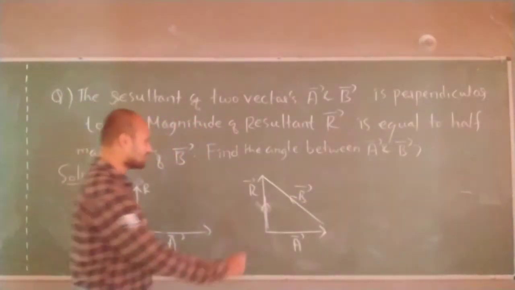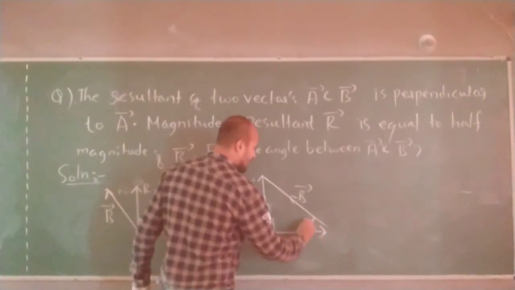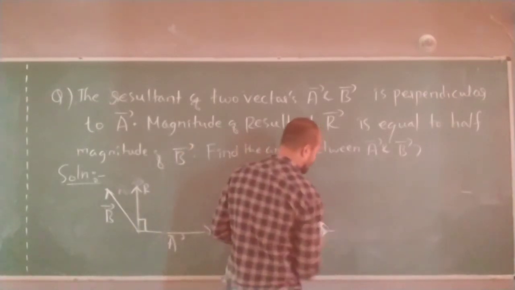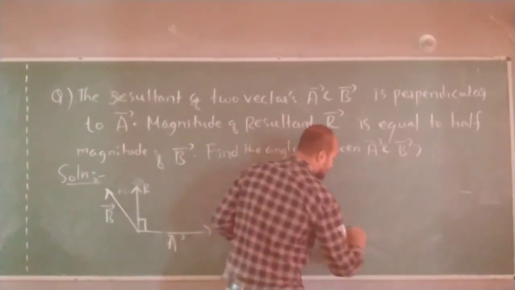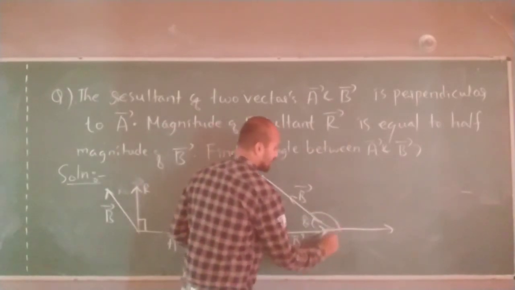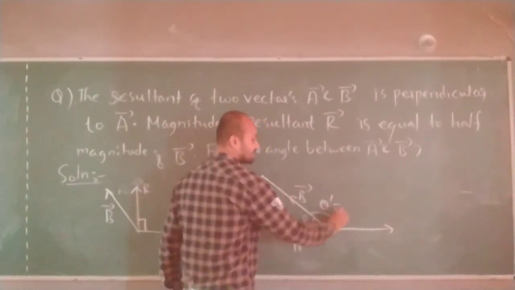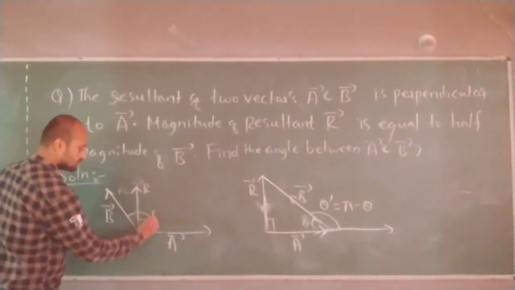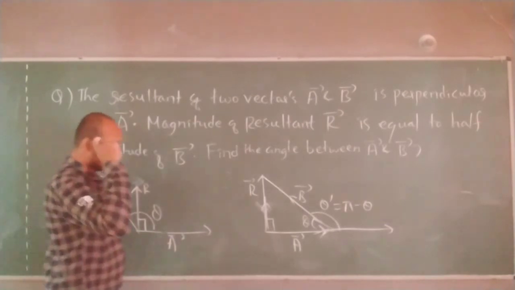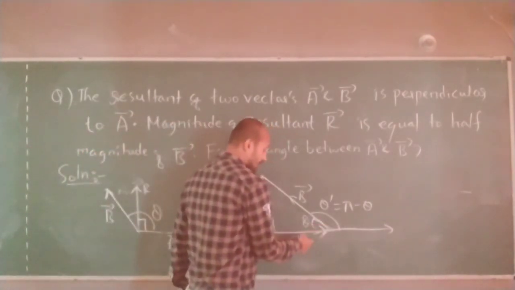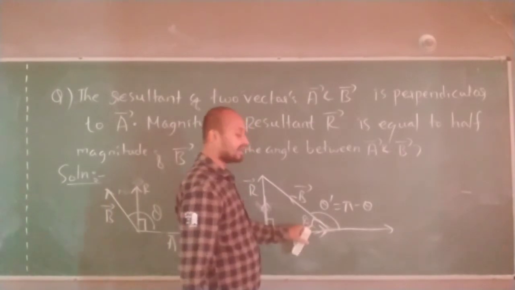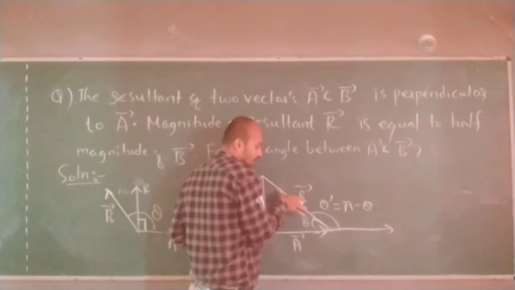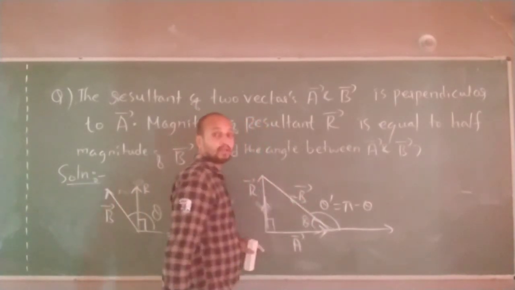Correct now? So obviously this is 90 degrees. If I take this angle theta, our target is to find the angle between two vectors. That is this angle, theta dash. What is theta dash? Pi minus theta, because this is the angle between two vectors. Here the head of one vector is joining the tail of the other vector, so this angle cannot be the angle between vectors.